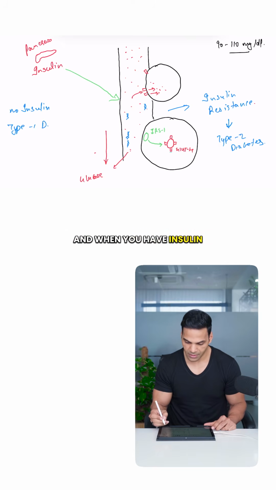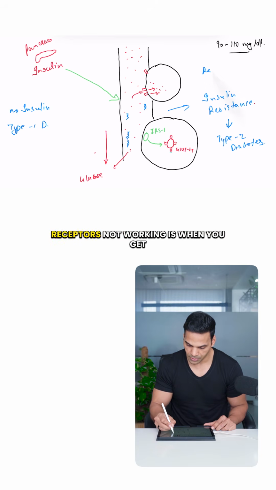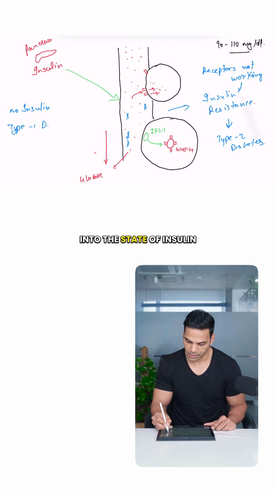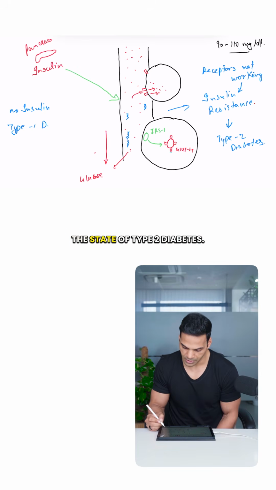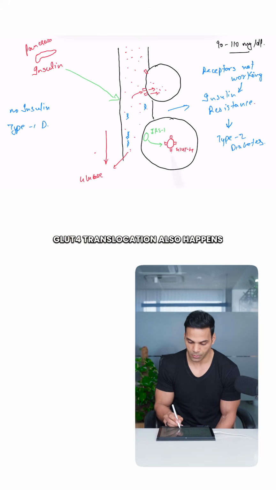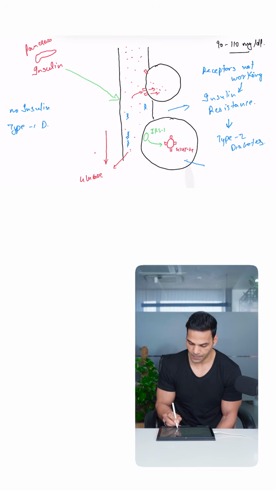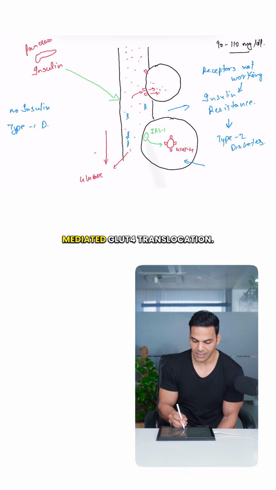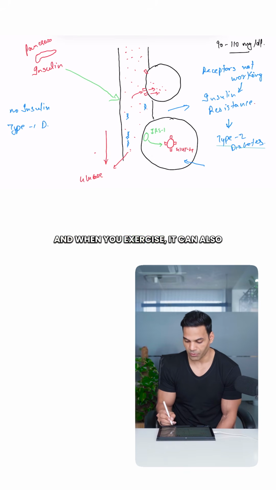And when you have insulin, but the receptors are not working properly, that is when you get into the state of insulin resistance and you get into the state of type 2 diabetes, right? Interesting thing is that this GLUT4 translocation also happens with the help of exercise. So what we saw here is referred to as insulin mediated GLUT4 translocation, and when you exercise, it can also cause GLUT4 to come on the surface of the cell and trap glucose, right?